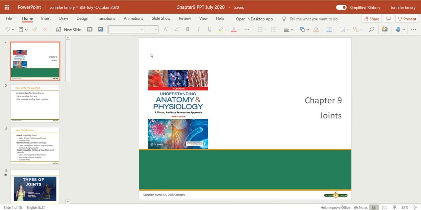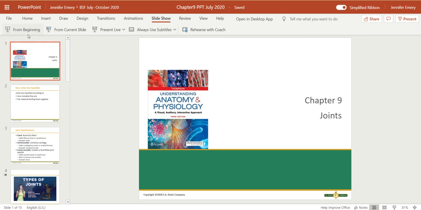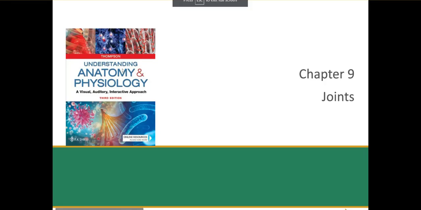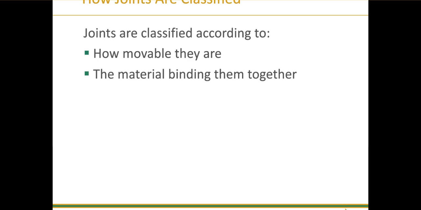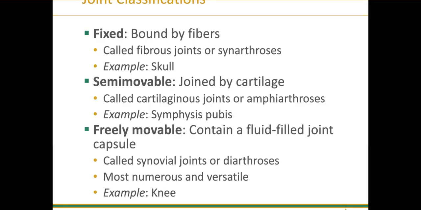Hello class, we're doing the next chapter, chapter 9 on joints. It starts on page 139 in your textbook. This is a pretty short chapter. The first thing we're going to talk about is how joints are classified. They're classified according to how movable they are and the material that is used to bind them together.